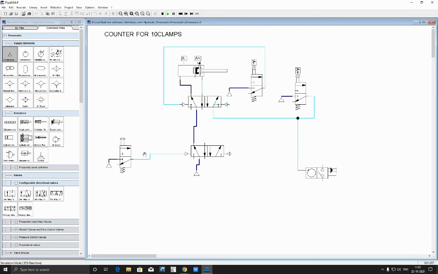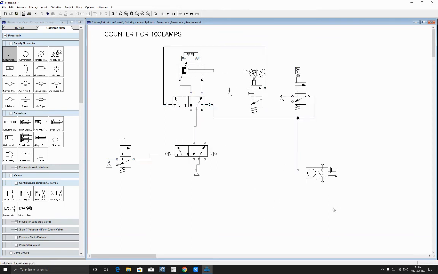Here comes the third, fourth, fifth, sixth, seventh, eighth, ninth, and 10th. After 10 counts, we can see this has got attached. So we take an air supply here also, and from here it needs to stop. So we would be connecting at this position.